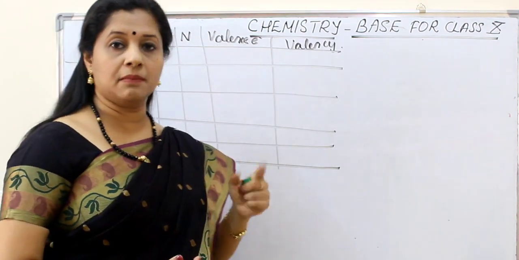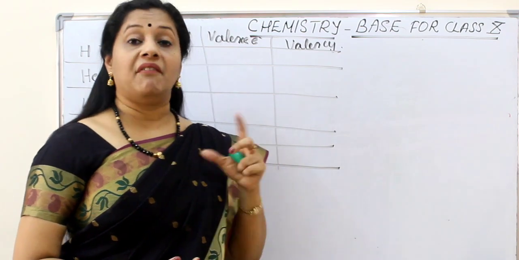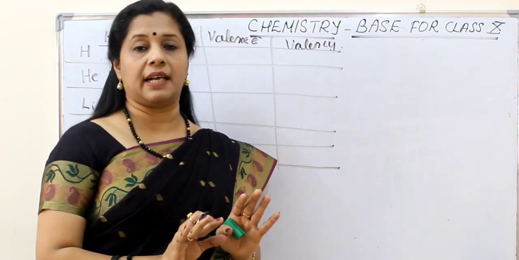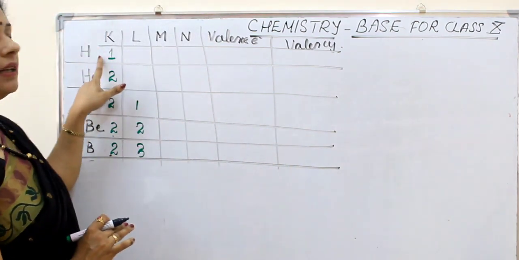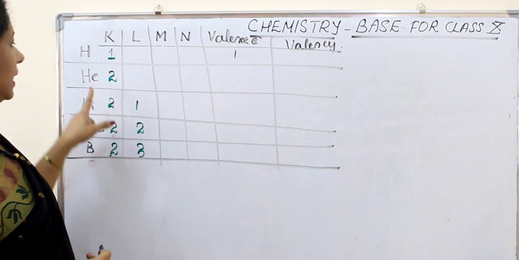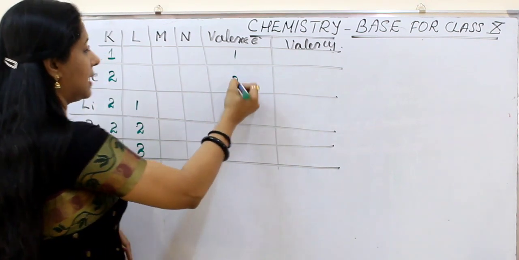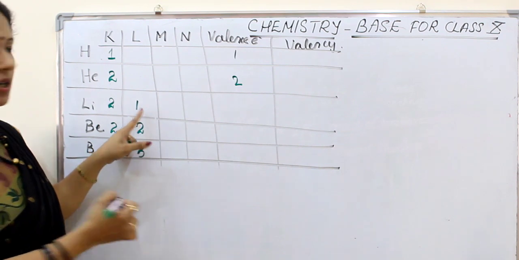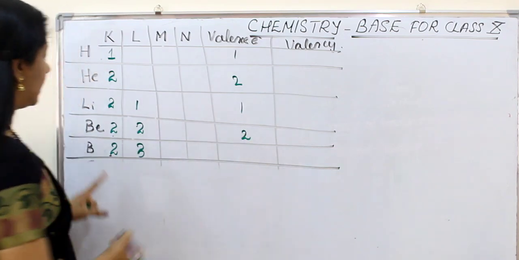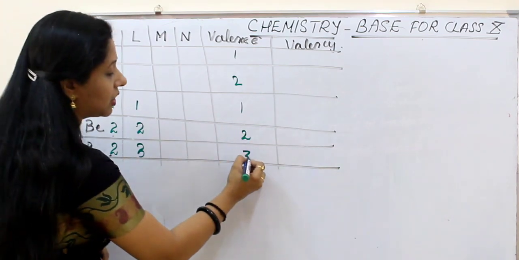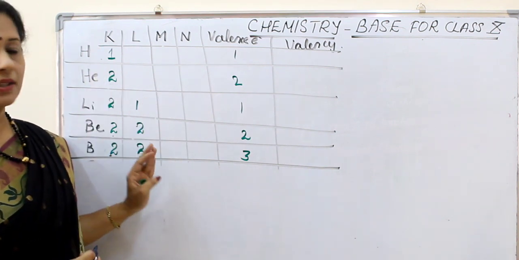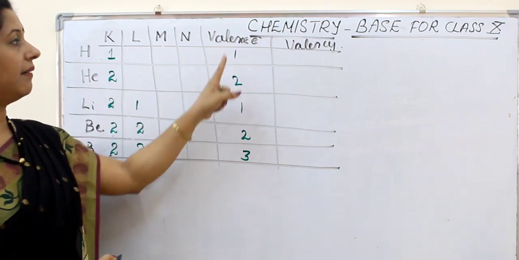But valence electron we have to understand. These two are confusing terms, valence electron and valency. Valence electron means the number of electrons in the outermost shell. Whatever be the outermost shell of that particular atom, how many electrons are there? For example, look at hydrogen. Outermost shell is K. How many electrons are there? 1. Here the outermost is K, 2 electrons are there. Here the outermost is the L shell, only 1 electron is there. Here the outermost is the L shell, 2 electrons are there. Here the outermost is the L shell, but 3 electrons are there. So this is called the valence electron. So whenever you write the last number, that is the valence electron.